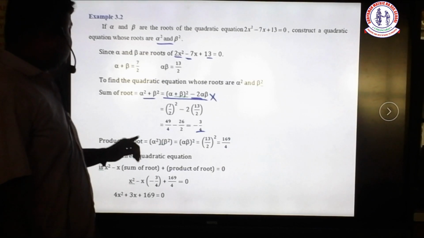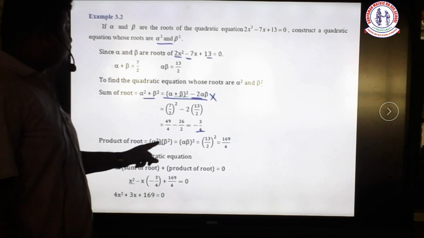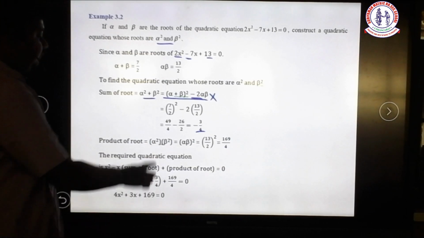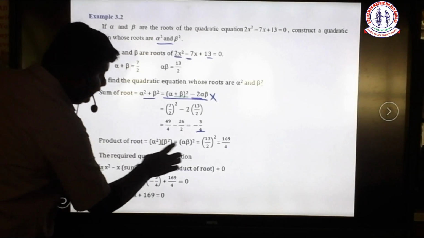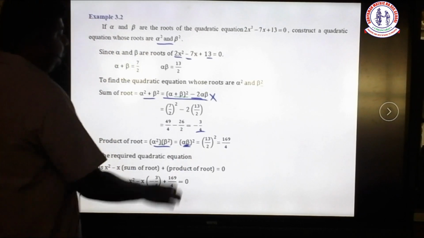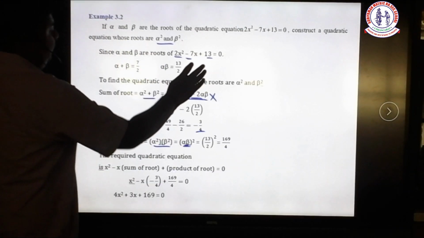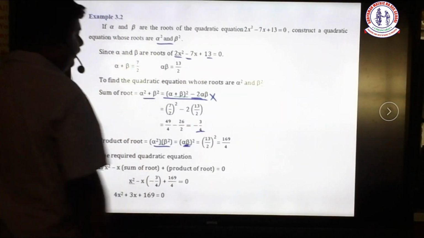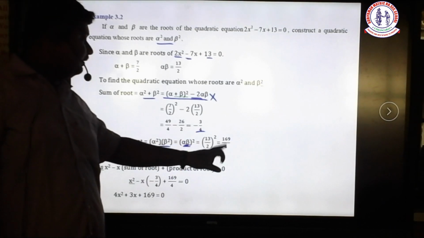The next one is the product of the roots. The product of the roots is alpha square beta square, which we can write as alpha beta the whole square. We know the value of alpha beta is 13 by 2, the whole square. In the simplification, we get 169 by 4.